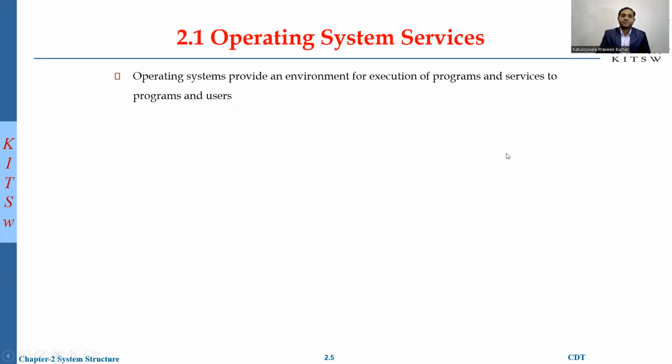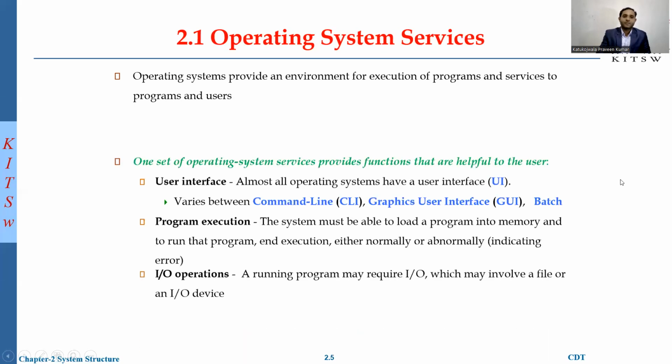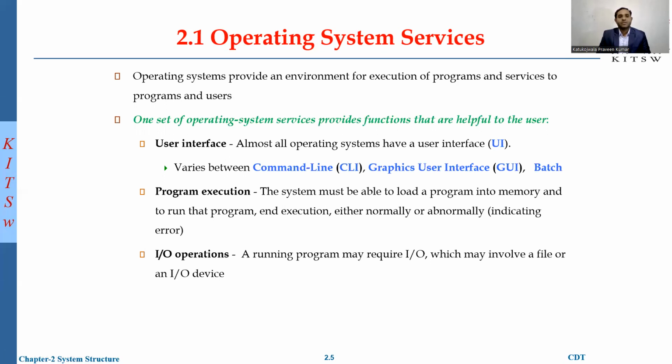First, coming to operating system services. Operating system services provide an environment for execution of programs and services to programs and users. So what kind of services? One set of operating system services provides functions that are helpful to the user: user interface, program execution, and IO operations.